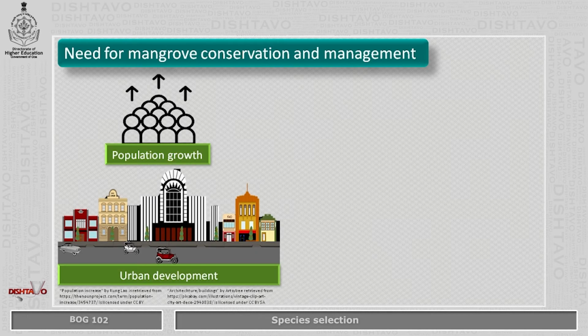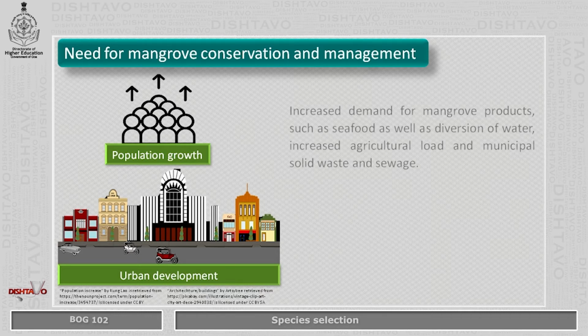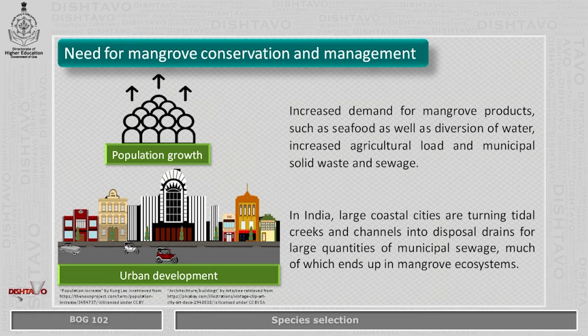In addition to that, there is urban development and population growth which have increased the demand for mangrove products such as seafood. As well as diversion of water, it has increased the agricultural load and the municipal solid waste and sewage. In India, large coastal cities are turning tidal creeks and channels into disposal drains for large quantities of municipal sewage, much of which ends in mangrove systems.